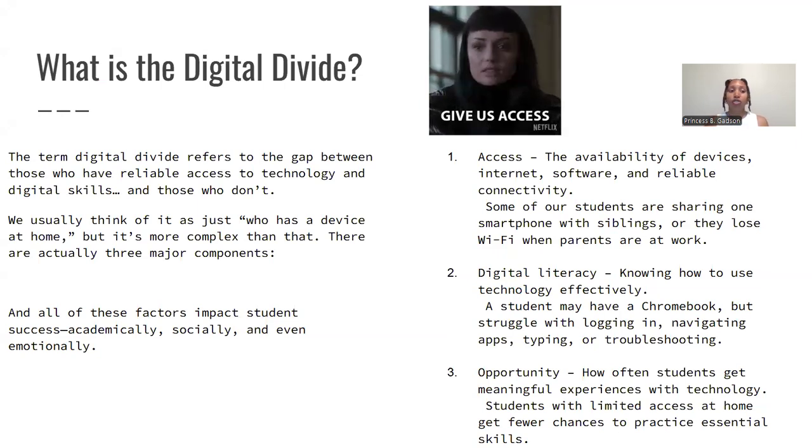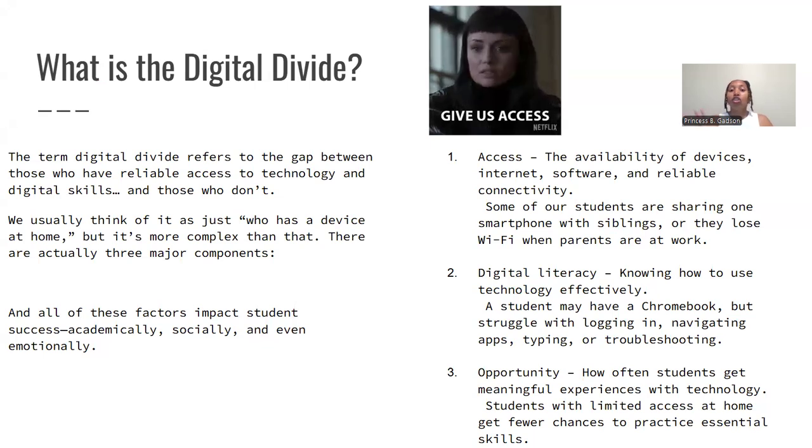So, what is the digital divide? When we usually talk about it, people often think it is simply who has a computer at home and who doesn't, but it is way broader than that. There are three major components. So we have access. So that's basically the availability of devices, internet, and definitely reliable connectivity. We need strong Wi-Fi. Also in software.